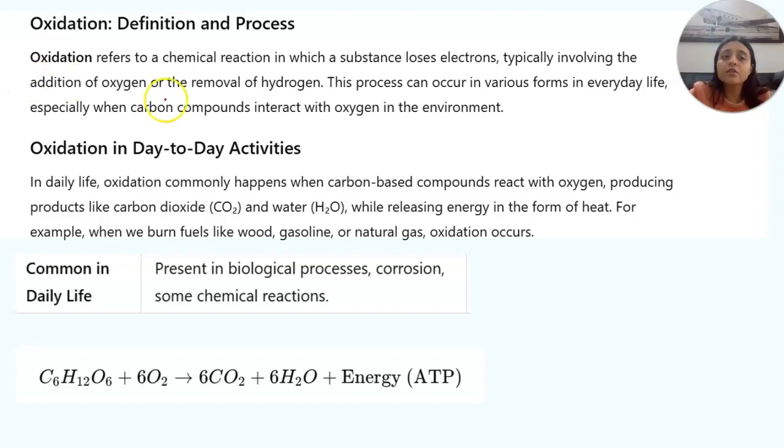Now the next one is oxidation. What is oxidation? Oxidation refers to a chemical reaction in which a substance loses electrons, typically involving the addition of oxygen or the removal of hydrogen. This process can occur in various forms in everyday life, especially when carbon compounds interact with oxygen in the environment. So let's say, if I say that combustion and oxidation are the same thing.